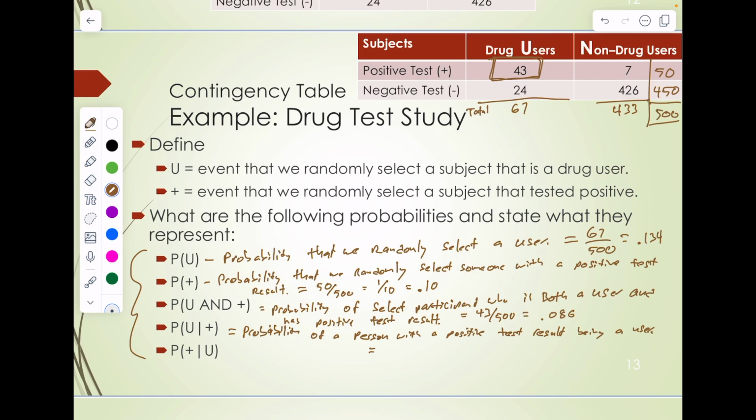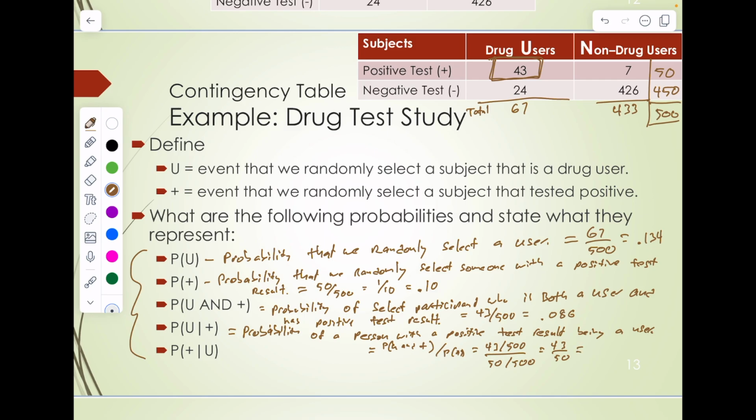Okay, now this is going to equal, and we're going to use Bayes' rule. Bayes' rule says that's going to be P of U and plus sign divided by P of plus sign. That's going to equal 43 over 500 divided by the probability of getting a plus sign, 50 over 500. Notice that the over 500s cancel. If I multiply top and bottom by 500, those would cancel out, and I would just get 43 over 50.